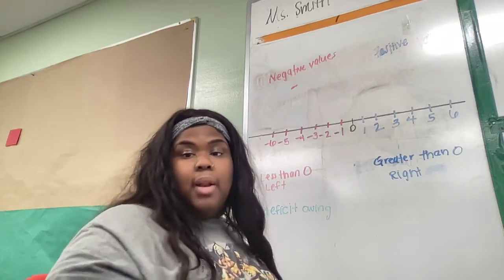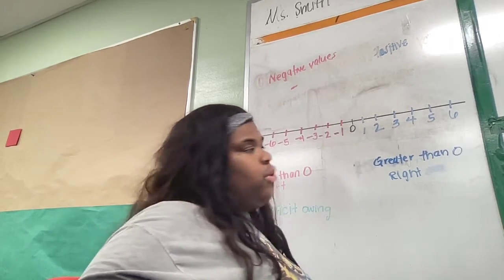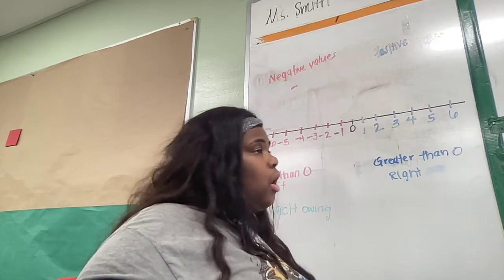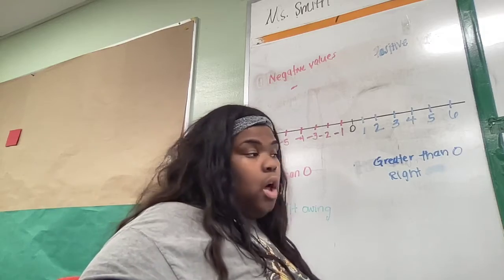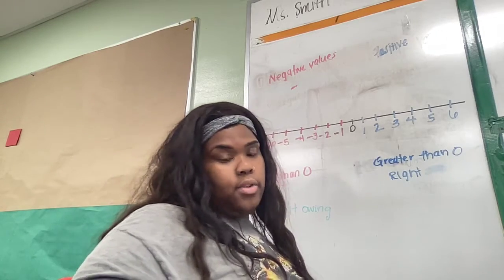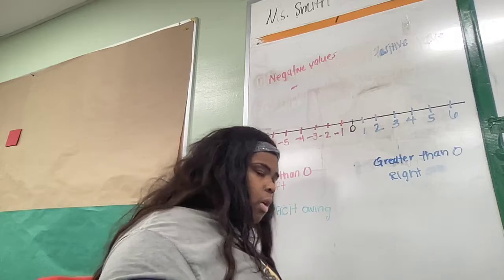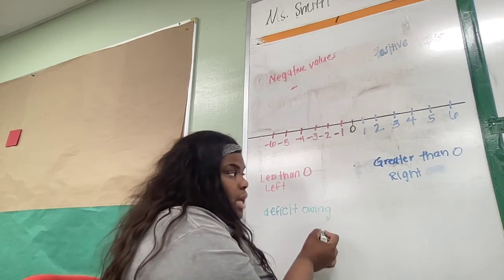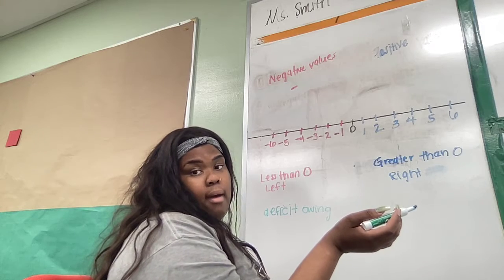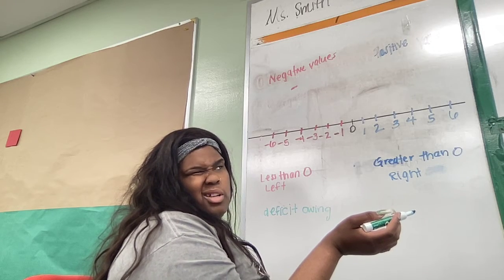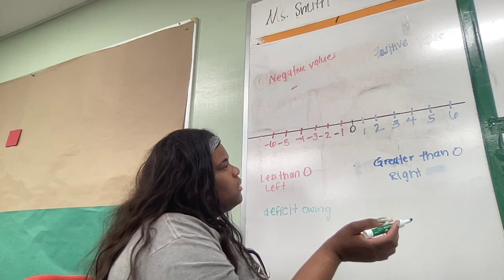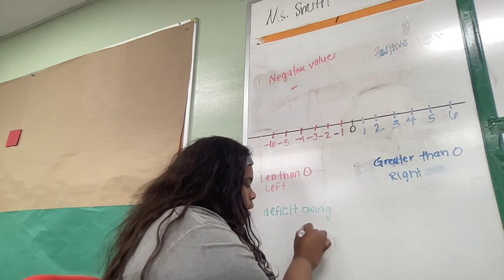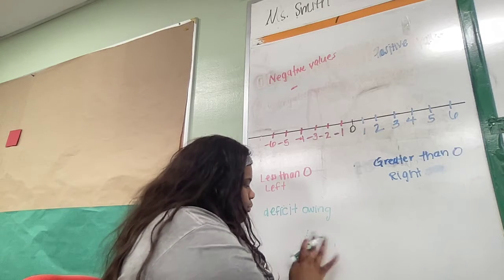Since our number line has only up to 6, we're going to only go up to $6. But you can go as high or as low, all the way into infinity. So these numbers never end. So let's pretend you have $4 in your account. You have $4 in your account.